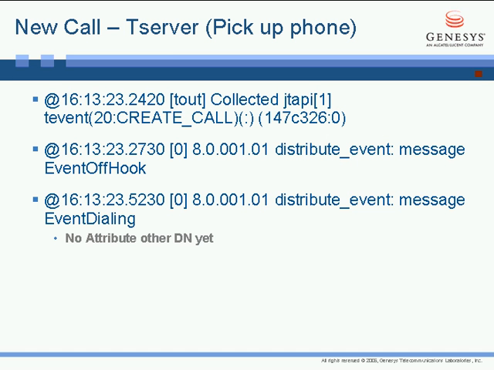This new call is hardphone initiated, so the first thing we'll see in the logs is a create call from the Cisco platform coming into TServer. During the call making process, the receiver of the phone is lifted, which generates an off hook. Next, we generate a dialing with no other DN. The reason for this is we have not made a call yet, but simply have lifted the receiver off the hook of the phone.